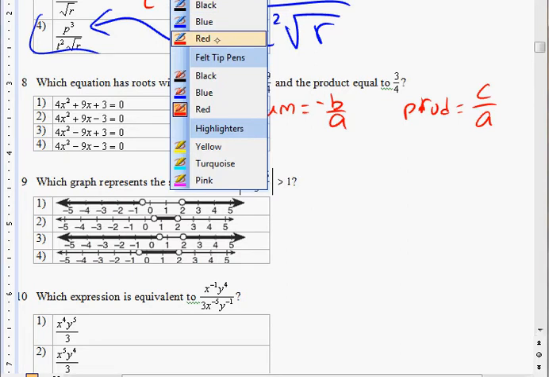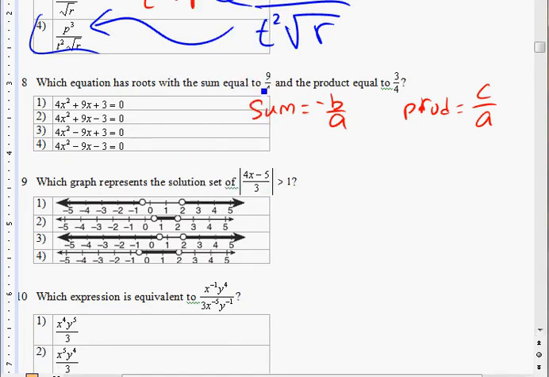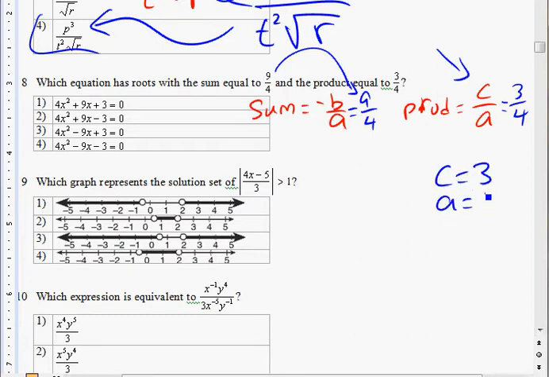In this question, they tell you that the sum of roots is 9/4. So I'm going to put negative b over a is equal to the sum of roots, 9/4. And the product of roots, c over a, is equal to 3/4. Let's take a look at the product first. If c over a is equal to 3/4, then c is equal to 3 and a is equal to 4.